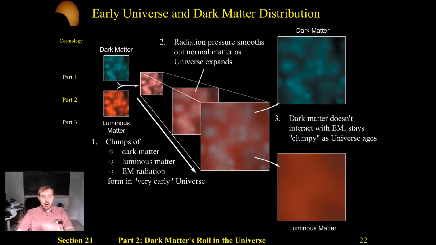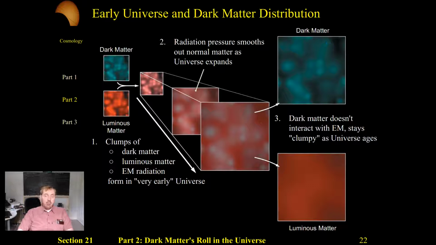And so, we get into our next step. We're going to zoom in on these pictures here. Radiation pressure, that means the electromagnetic radiation that's just zipping around, back and forth. That stuff will interact with the luminous matter. Remember, you and I, that's luminous matter. Atoms, protons, electrons, right? So the radiation pressure is interacting with the normal matter and starting to smooth out. The clumps of luminous matter are just basically getting smeared across.